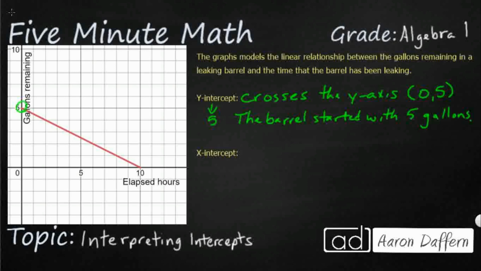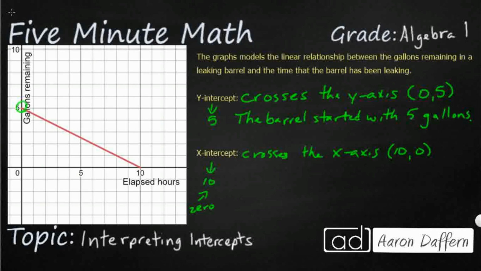Let's do the same with the x-intercept. That's where it crosses the x-axis. In this case, we're just meeting the x-axis because you can't have negative gallons remaining. So you're always going to have a y value of 0, and the x value is 10. So we can say our x-intercept is 10. That's the x value of the x-intercept, when y is 0.